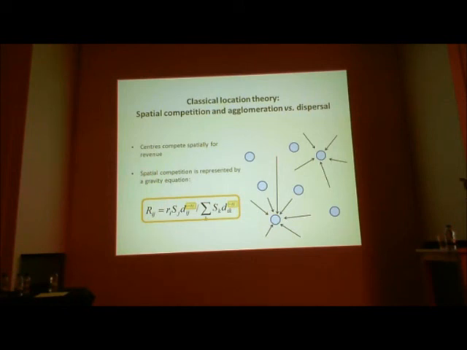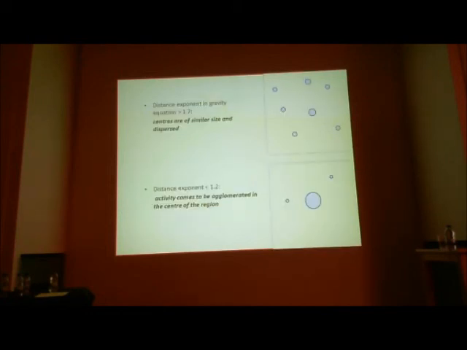And when we simulate this, what happens? We find that if the exponent is large, you get sort of a regular dispersal of centers. If it's small, things agglomerate. Now, in the CA framework, you can do the same sort of thing.